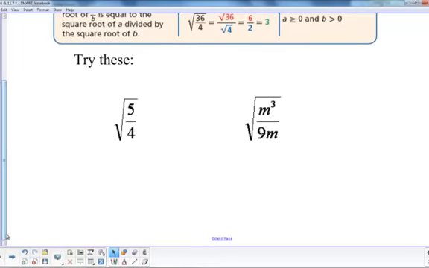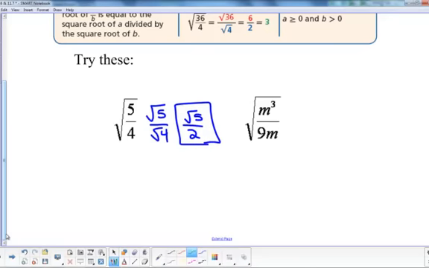All right, we're getting a little bit more difficult. You can't have a square root left in the denominator, so if you do, you need to make sure you get rid of that. We could just break this up like so. The square root of 4 is 2, so that's wonderful. So that's our answer.